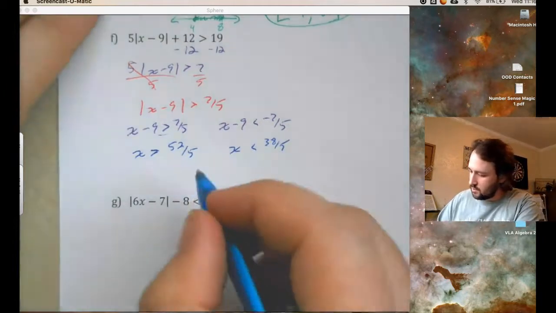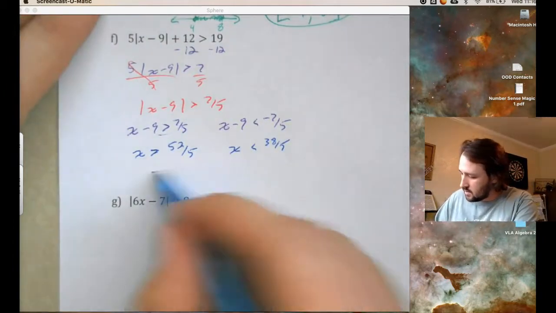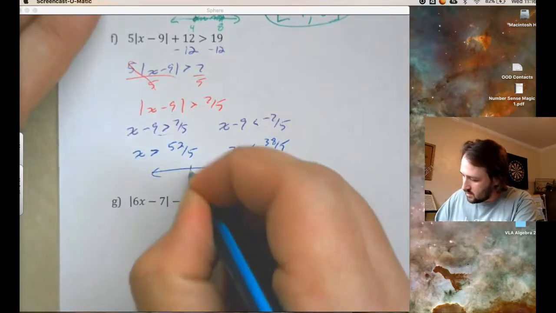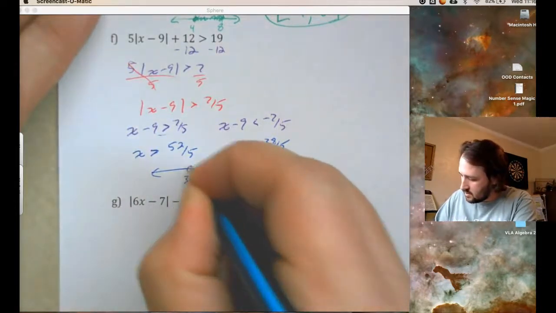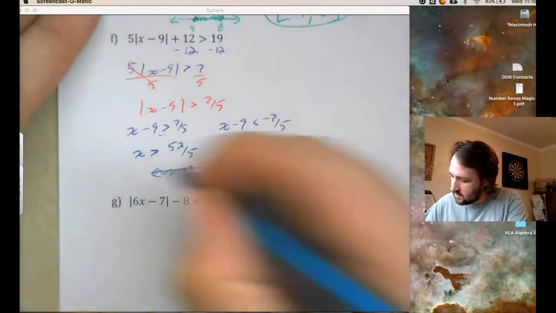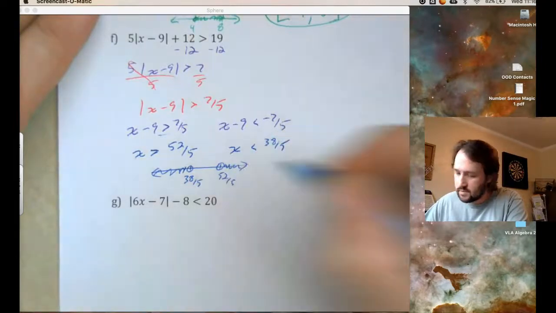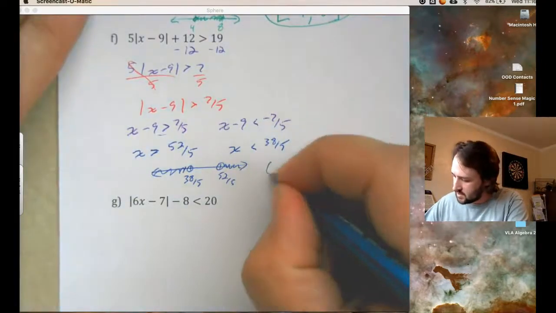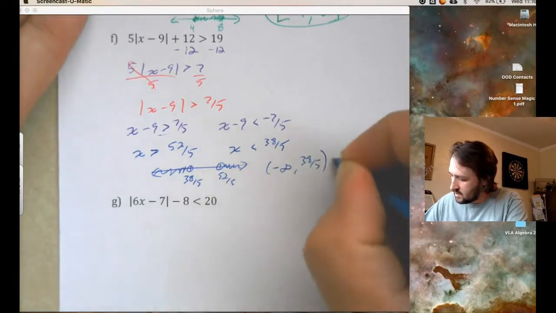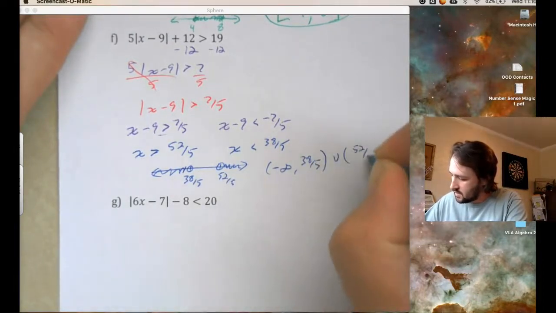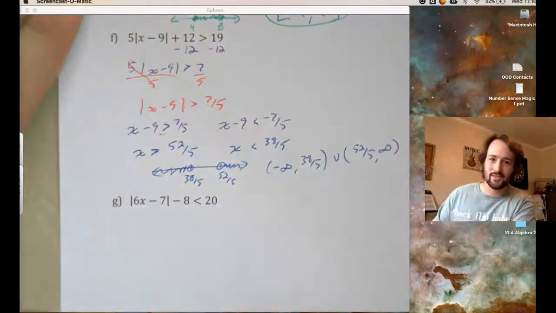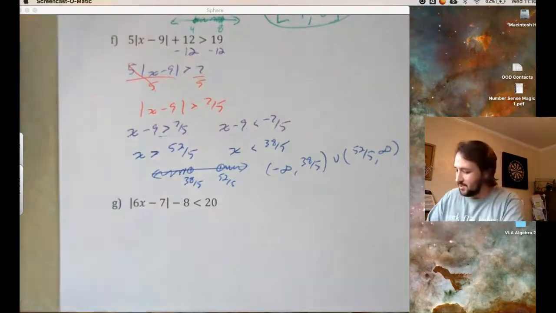Makes no difference to me either way you want to do it. So here I have 52 over 5 out there, 38 over 5 there, not equal to either one, so I have open circles. Less than 38 over 5, so I'm going that way. Greater than 52 over 5, so I'm going that way. So it looks like I have everything from negative infinity to 38 over 5, and from 52 over 5 to infinity. Did I write off the paper? I didn't. Great success. I was so worried. All right, so that would be your solution set.